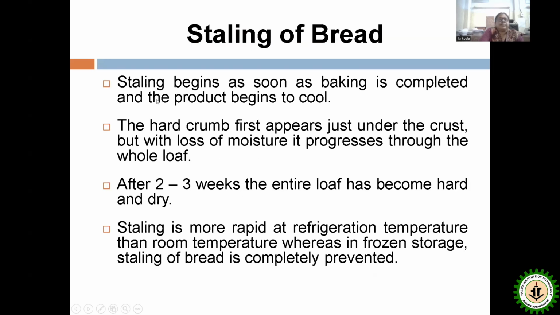Now, how does it occur? Staling begins as soon as baking is completed and the product begins to cool. The hard crumb first appears just under the crust, and with loss of moisture, it progresses through the whole loaf. After 2 to 3 weeks, the entire loaf has become hard and dry. Staling is more rapid at refrigeration temperature than at room temperature, whereas in frozen storage, staling of bread is completely prevented. That's why it is always advisable to keep bread at room temperature rather than in the refrigerator.